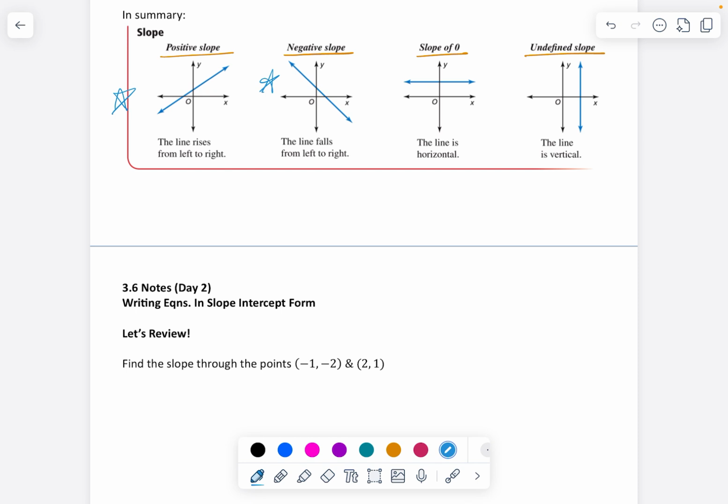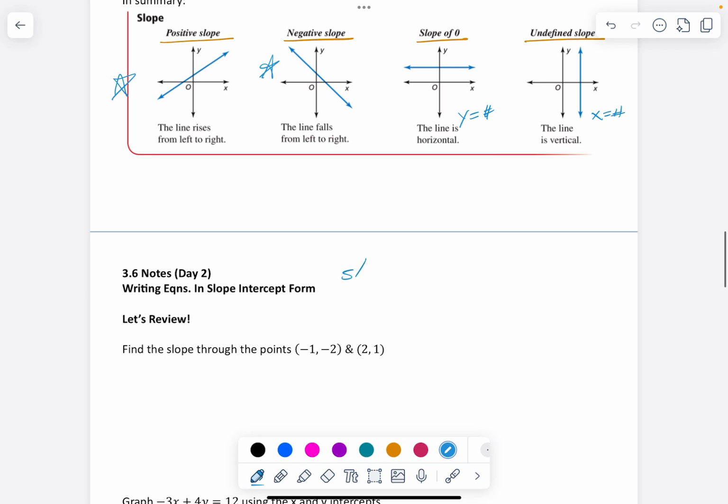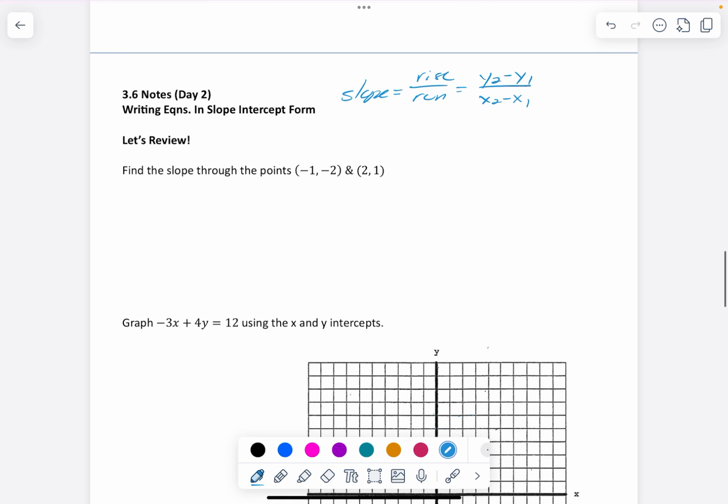And if the line is vertical, where it looks like x equals some number, then it's undefined slope because there's rise but no run. And we define slope to be rise over run, which was the difference of the y values over the difference of the x values. So let's start off today with a quick review.